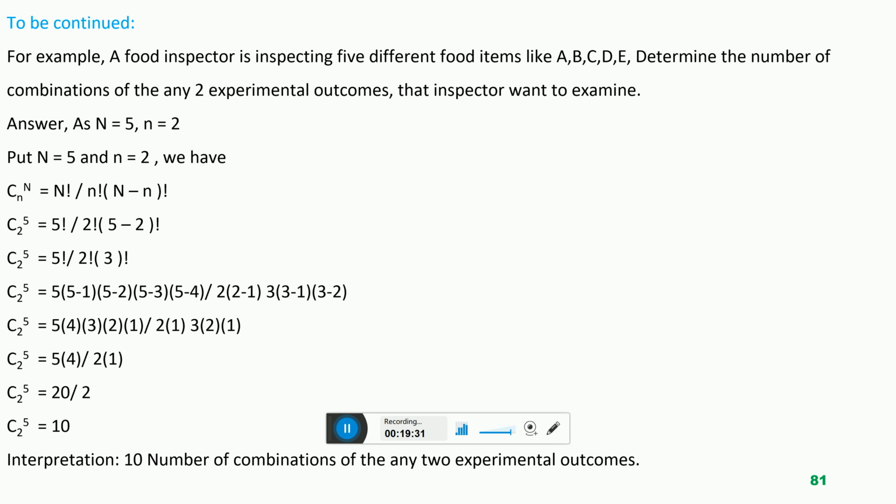So the total number of food items is 5. It means the experiment is inspecting the food items, and this experiment carries 5 steps. But to make things easy, the inspector chooses only any two items from the large group of items A, B, C, D and E.